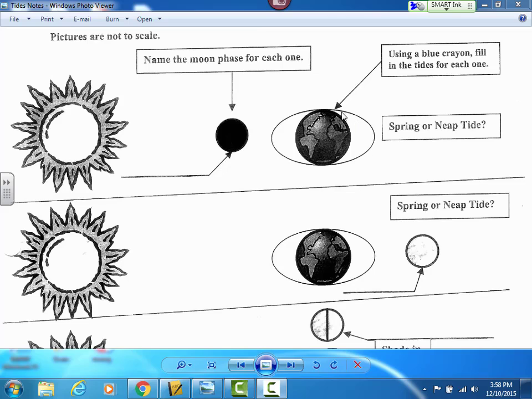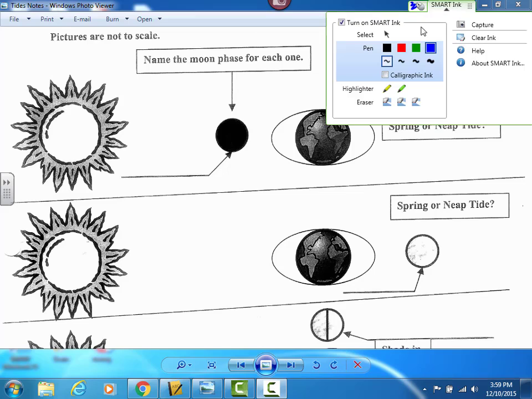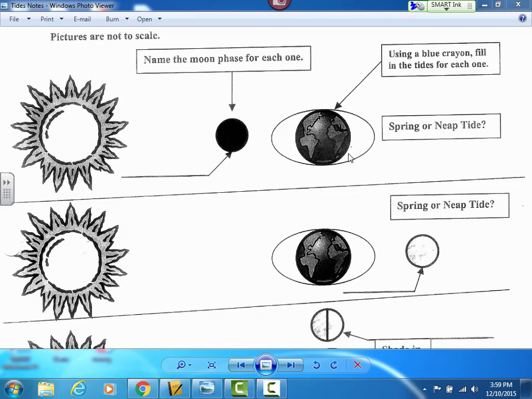If you look at these pictures, you can see, and this is greatly exaggerated, that this is supposed to represent the water or the tides for this particular configuration of the moon, the sun, and the earth. And the directions say use a blue crayon or a blue colored pencil, fill in the tides for each picture. So we'll select our blue color, and you should be coloring in your blue tides.